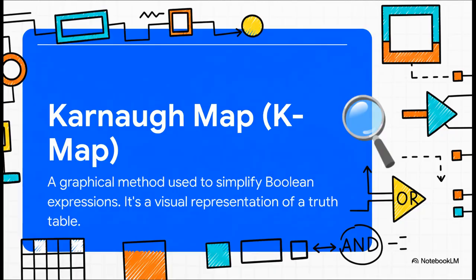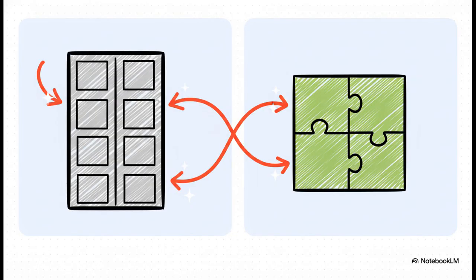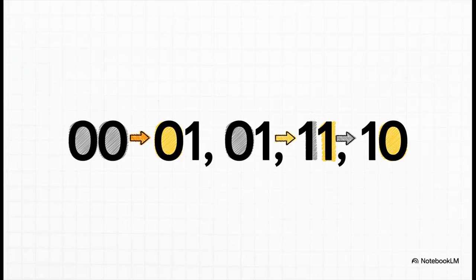Pretty cool, right? Okay, so if you've seen a truth table before, you know it just lists everything out in numerical order: 00, 01, 10, 11. Simple enough. A K-map, though, takes that exact same information but shuffles it into this really special grid. Now, the layout might look a little weird at first, but trust me, that specific arrangement is the secret to the whole thing.